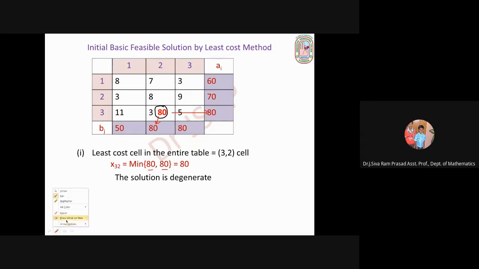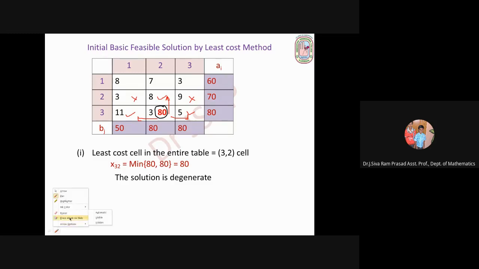Consider the neighboring cells. So what are neighboring cells for this? This is neighboring cell and this is neighboring cell and this is neighboring cell. That is 2 2 cell, 3 1 cell and 3 3 cell. So these 3 are neighboring cells. Okay. So these 2 are not neighboring cells. Okay. So these 3 are neighboring cells.